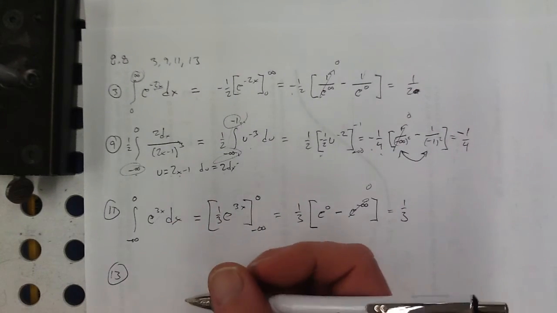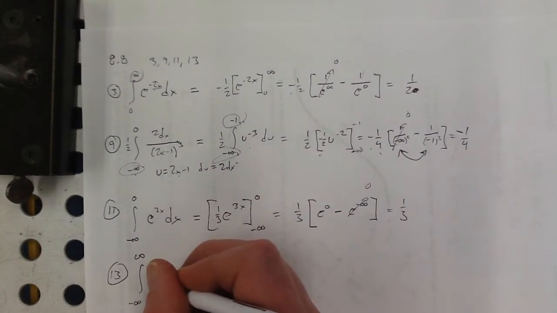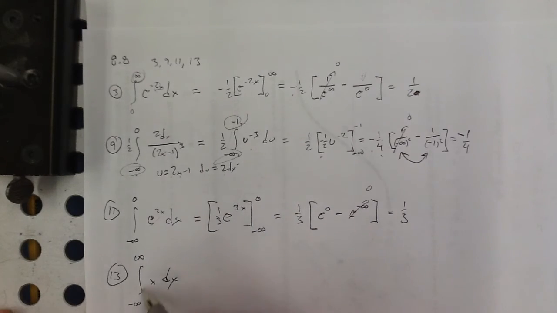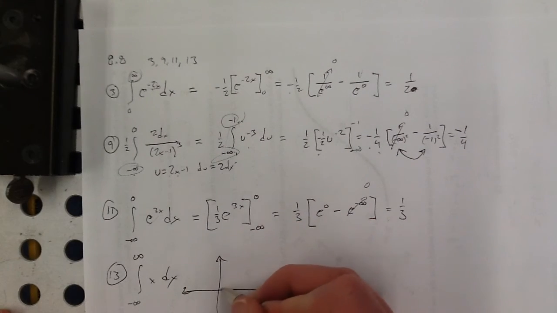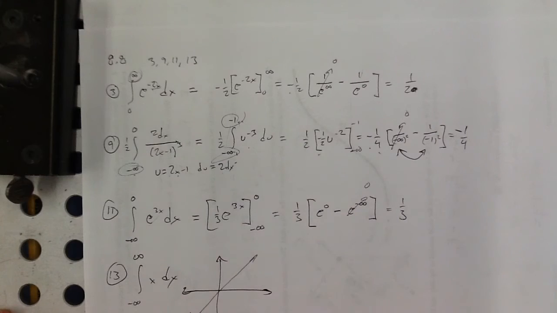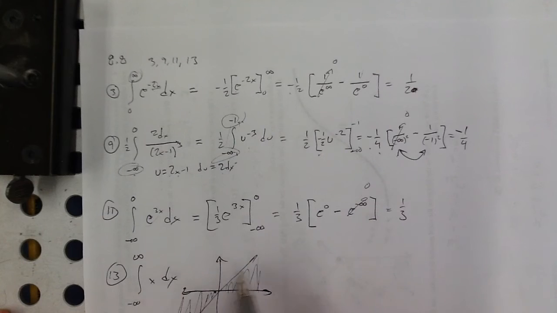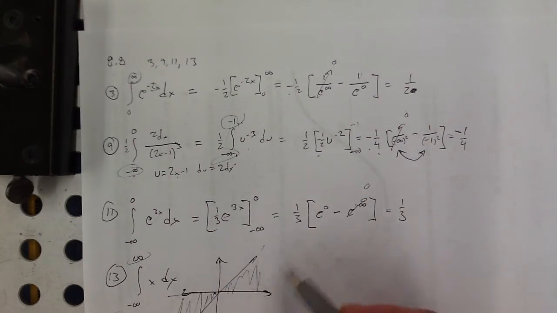13, how about this? What are you supposed to do with that? You might be tempted, or it might occur to you now, that you could think about this in this way. This is like the area from negative infinity to positive infinity under the line y equals x. So it would look like this, but this just bleeds out forever on both sides.